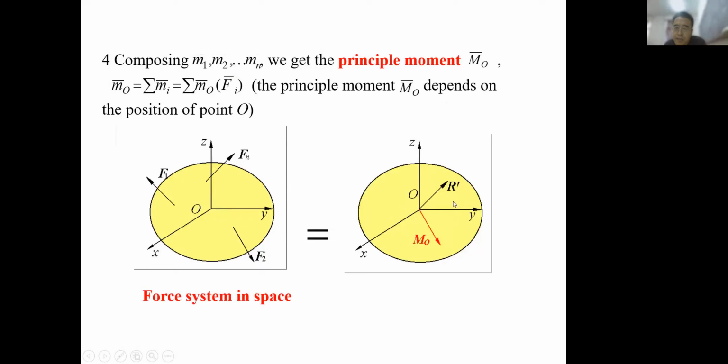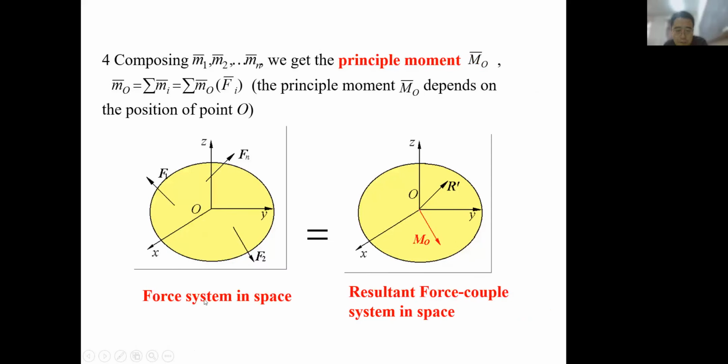The difference is maybe R prime has different components along the X, Y, and Z axes, and also MO has different components along the X, Y, and Z axes, right? So if we try to analyze the state of this force system on this body, we only need to talk about this R prime and MO, right? So we can find this one is very simple compared to this one, right?